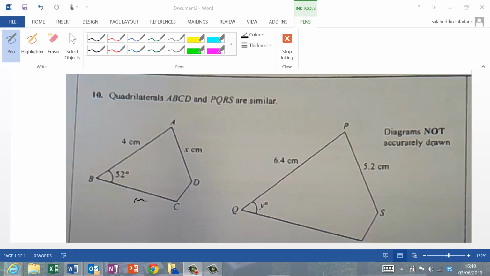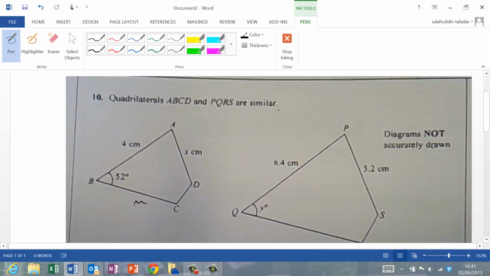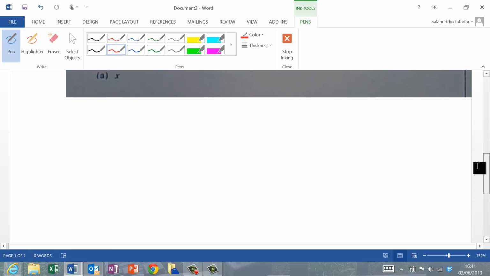If you look at this question, it's telling me that I've got a quadrilateral ABCD, so this is the shape ABCD, and PQRS. The key word you have to bear in mind here is that they are similar. This is very, very important. As soon as you know that two shapes are similar, there are two facts that you can think of.